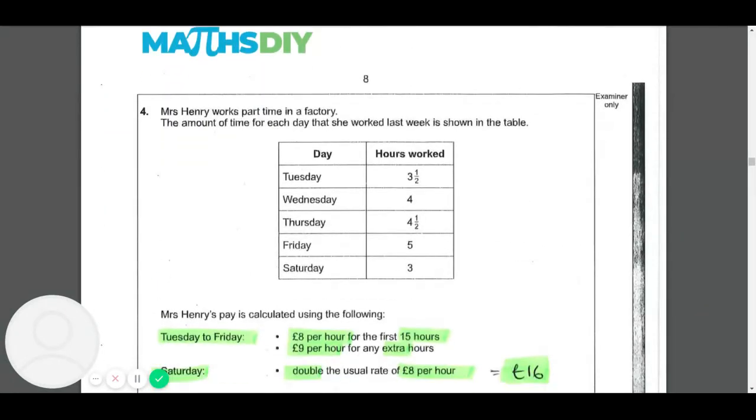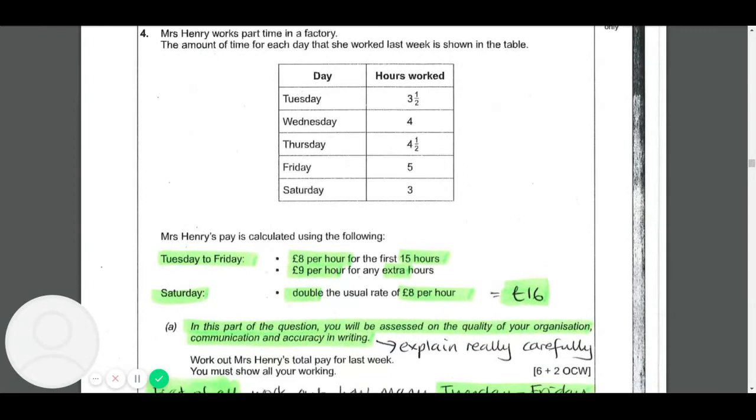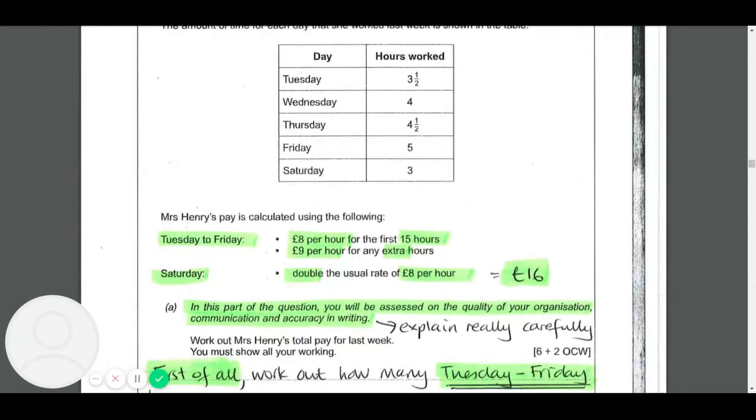Right, next question. Mrs. Henry works part-time in the factory. The amount of time that she worked for each day is shown in the table. And her pay is calculated using the following. So Tuesday to Friday, £8 per hour for the first 15 hours, £9 per hour for any extra hours. Saturday, double the usual rate of £8 per hour. So double 8 is £16.